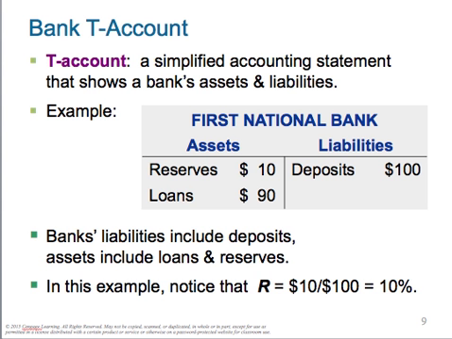And loans are an asset because they represent the bank's claims on borrowers. They can call the note on those. Reserves are an asset because they are funds that are available to the bank. In this example, let's say the reserve requirement was $10. Well, it's a 10% reserve requirement ratio.